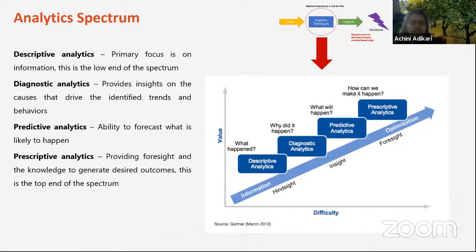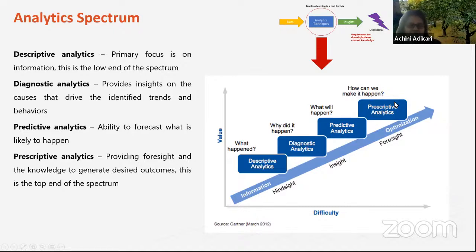Okay, so let's talk about the analytics spectrum. You can see this spectrum here. There are 4 types of analytics, starting from descriptive analytics, which is at the low end of the spectrum, saying what happened. Diagnostic analytics is why did it happen. Predictive analytics is what will happen. Prescriptive analytics is how can we make it happen.